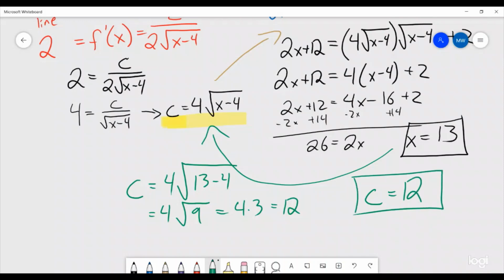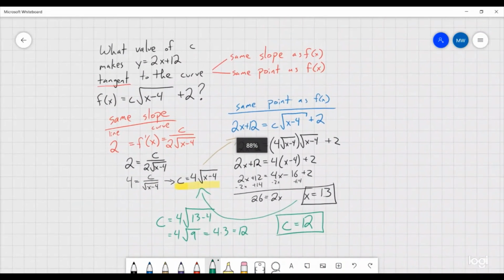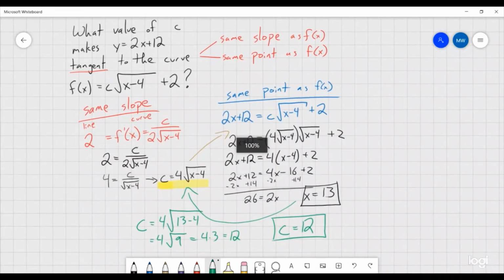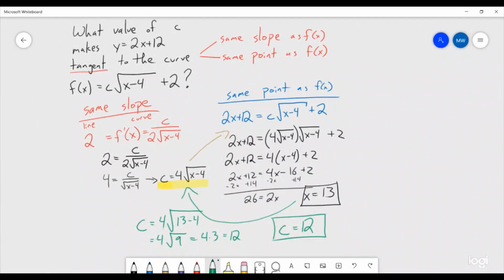That would be the value of c that makes the line y equals 2x plus 12 tangent to the curve c times the square root of x minus 4 plus 2. And then you could check that and plug in our x value to see what other points it passes through, but this is how we would do it.